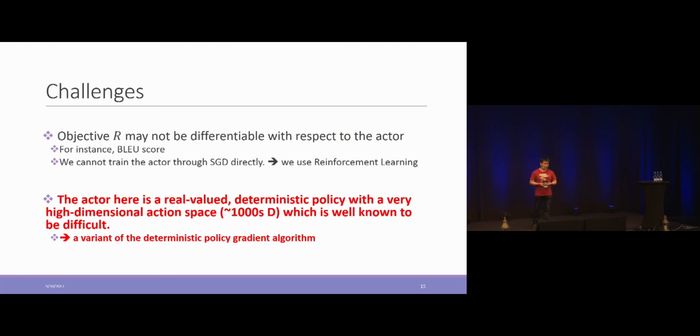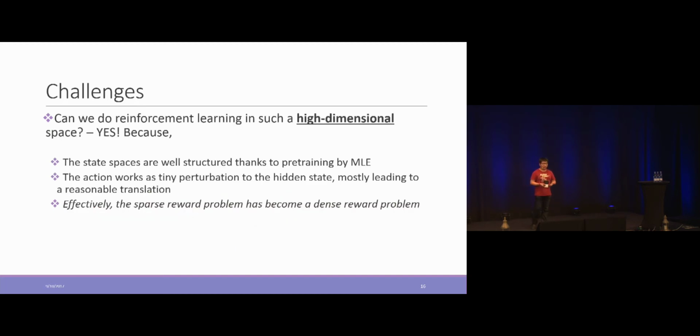So let's come to the next challenge. It's actually the difficulty of optimization. The first thing we need to think about is, is it really possible to do reinforcement learning in such a high dimensional space? Because in our experience in reinforcement learning, the highest dimension may be 50 dimensions or 40 dimensions. But in our case, maybe yes, because the state space has already been well structured thanks to the pre-trained MLE.